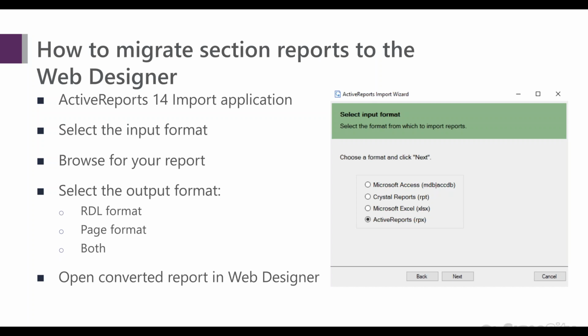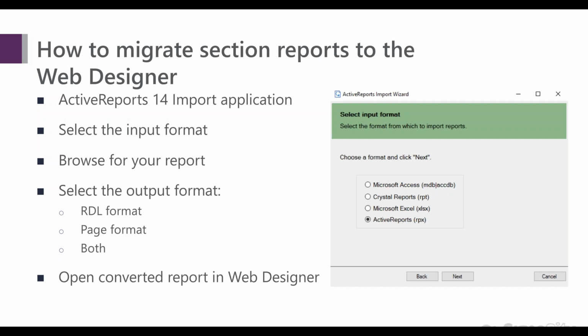So ActiveReports gives you the ability to convert existing section reports to an RDL or page report through the ActiveReports 14 tool. So this tool is an application that's provided when you install ActiveReports to your machine, regardless of if you have a professional or standard license. So the conversion process is pretty simple. First, it will ask you the input format you want. So normally you want to select the ActiveReports option since we want to convert a section report.